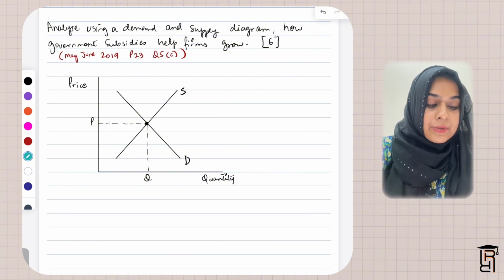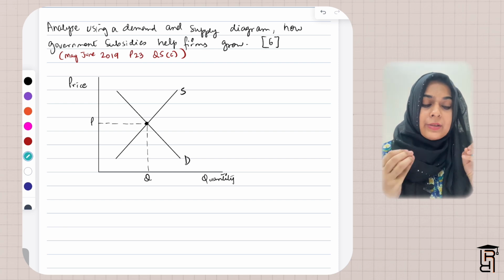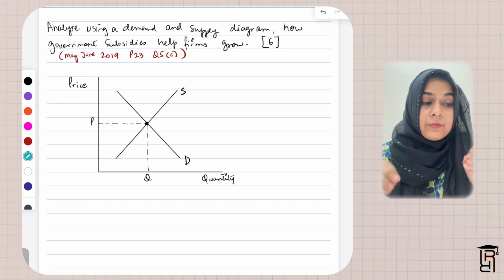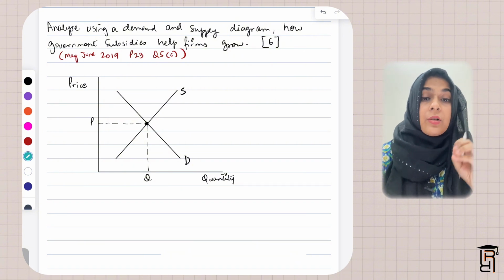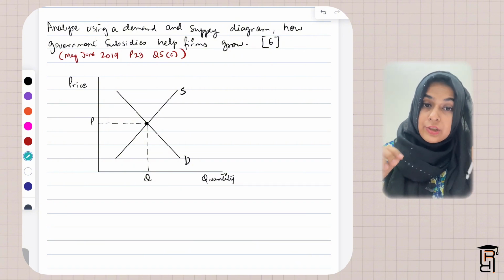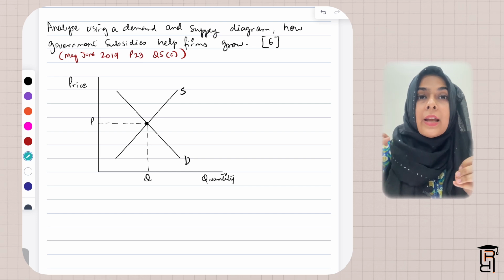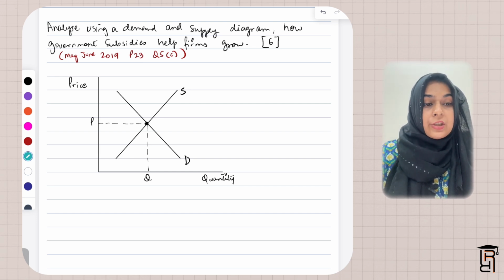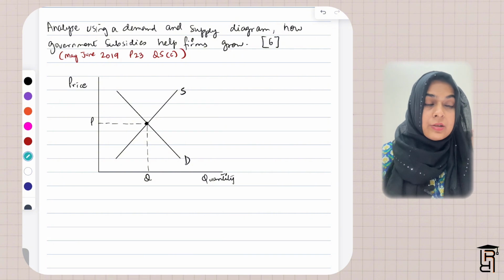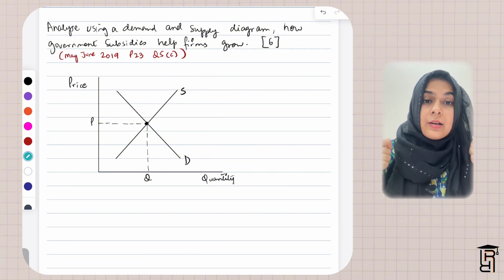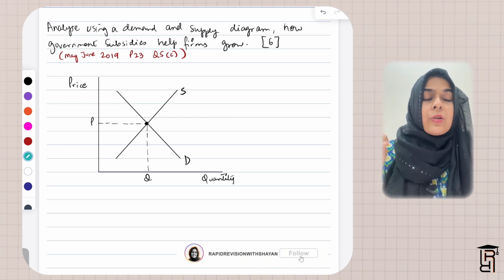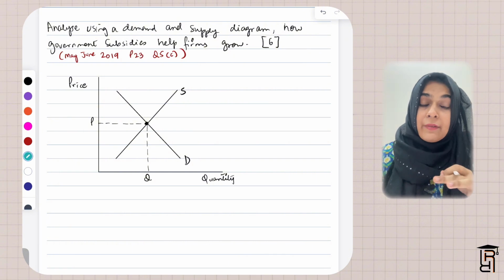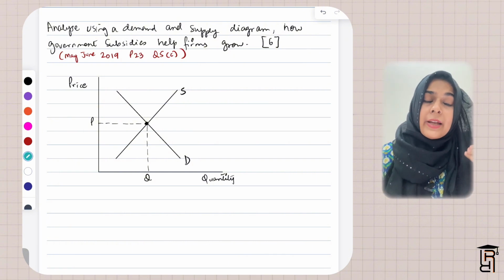So what subsidies are going to do is that when we were studying the factors that shift the supply curve, we studied that changes in the cost of factors of production are going to shift the supply curve either outwards or inwards. And I told you guys that if the cost of production goes down, the supply will shift towards the right because it is now cheaper to produce a product and supply it. Similarly, if the cost of production goes up, then the supply curve will shift towards the left because now it is expensive to produce and supply that product.